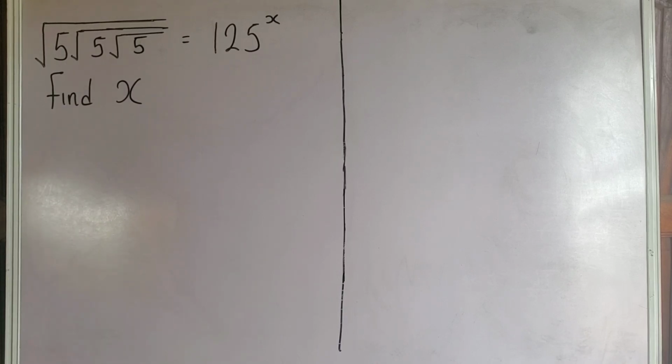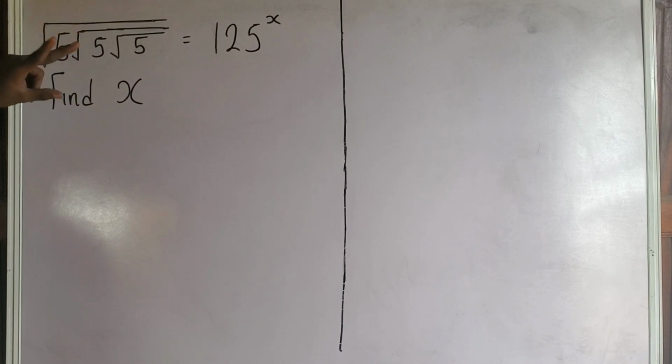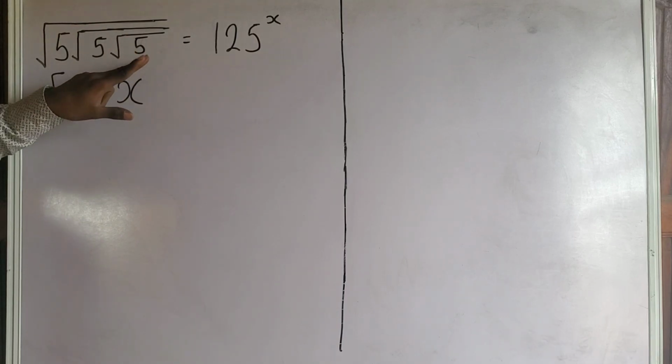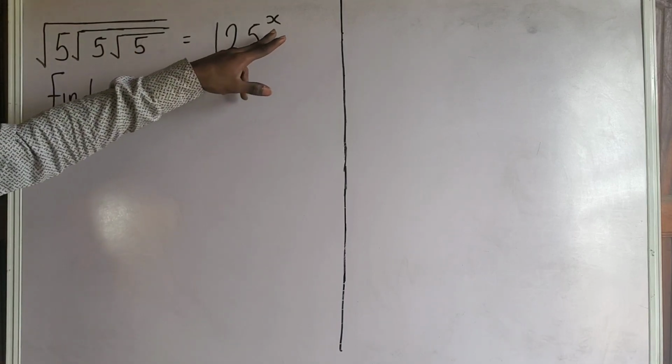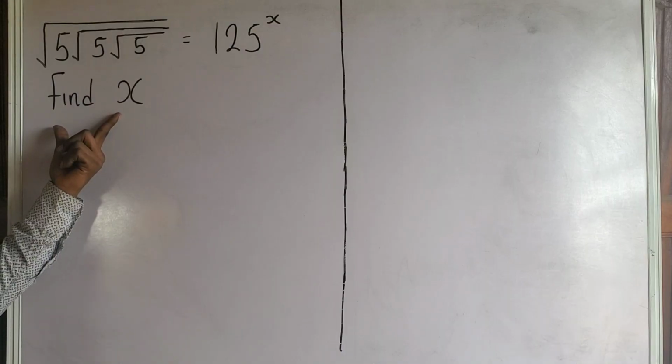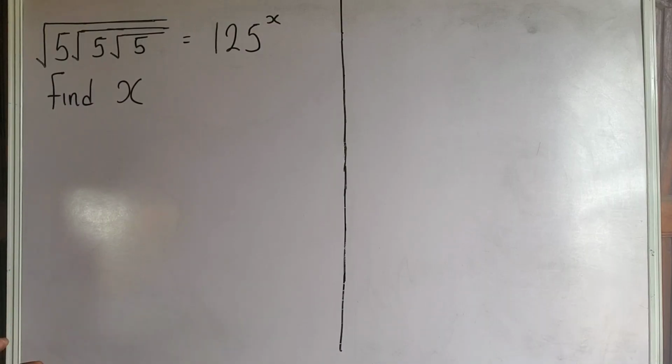Okay, let's consider the question that we have on the board. The square root of 5, square root of 5, square root of 5 is equal to 125 to the power of x. We are asked to find the value of x. Please, I want you to pay attention.